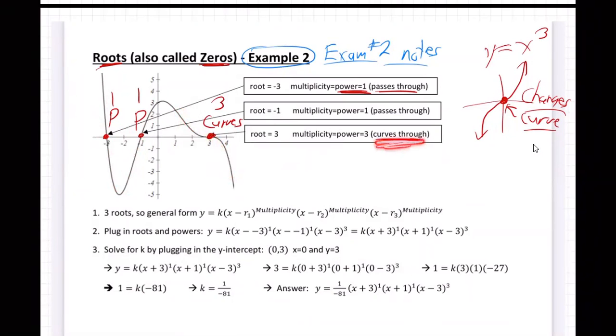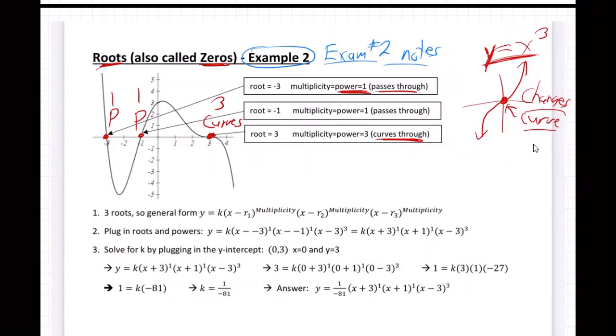When it curves through, that's actually a third power because that's like y equals x to the third. I don't know if you remember the graph of y equals x to the third, but it does exactly this. It curves on through that point. It changes the curve right there at that center point. So when it does that, it's a third power.